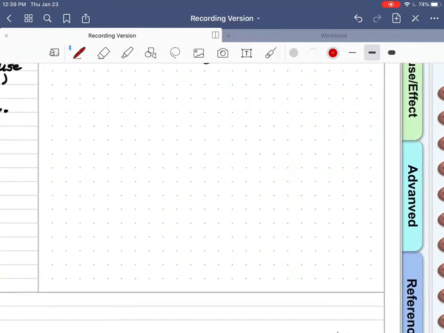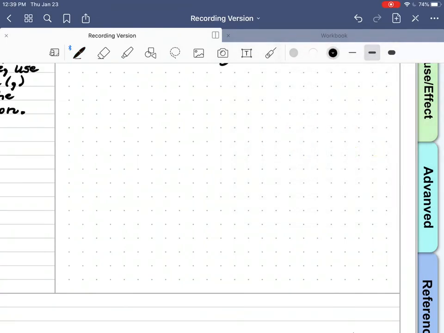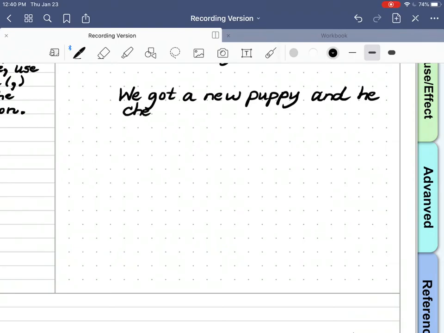Here's the most common one. How many times in one day do you see, hear, or say the word and? Lots and lots of times. Okay. We got a new puppy. And he chewed up all my money.